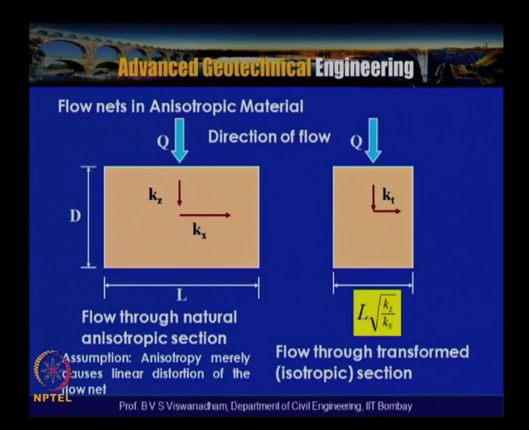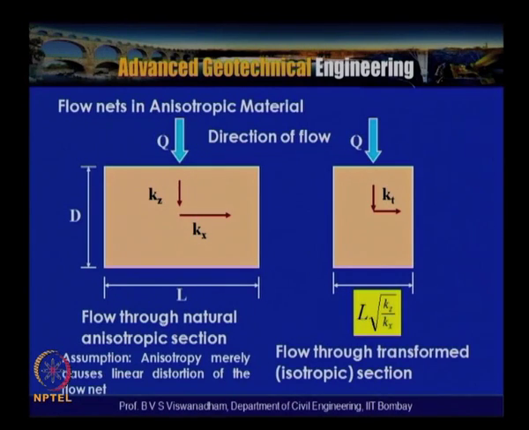Now, as we have said that kx is greater than kz, when we transform the section, we retain the vertical distance or height the same as in the original plane, but the horizontal distances are reduced by root over kz by kx.